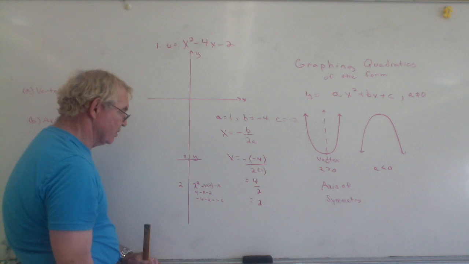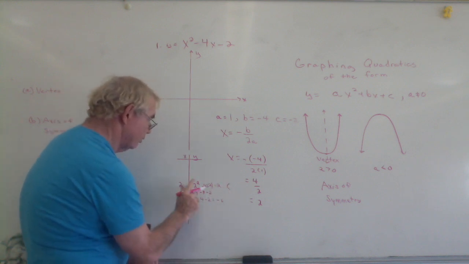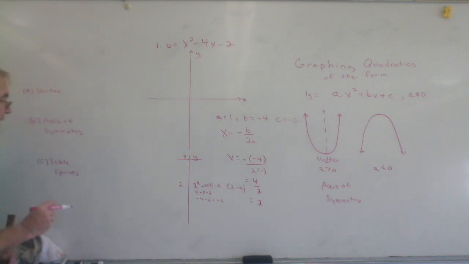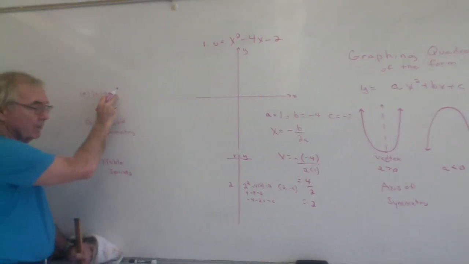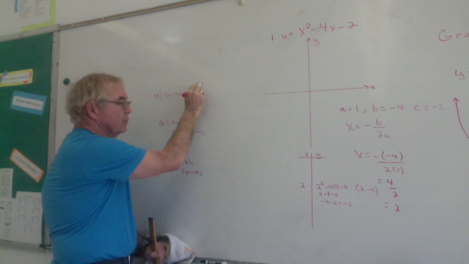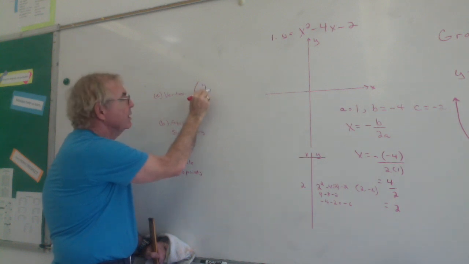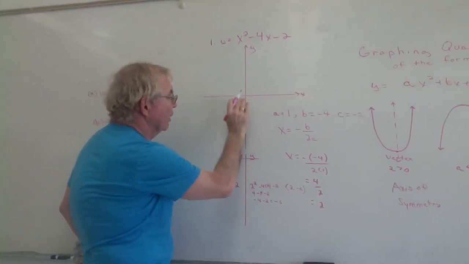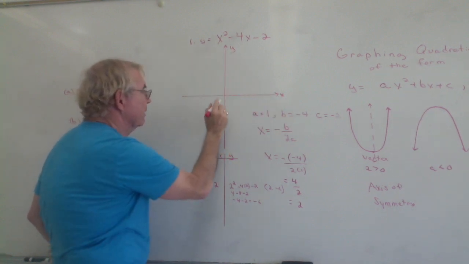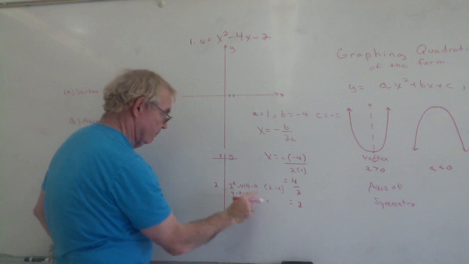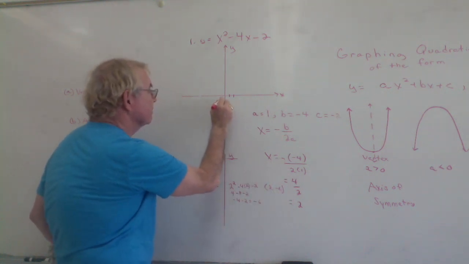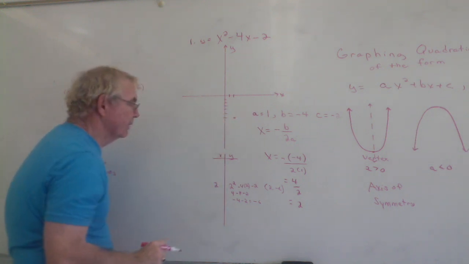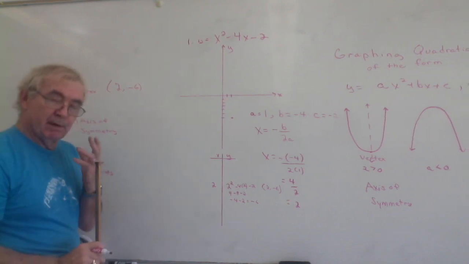So our vertex is the ordered pair 2, negative 6. So part A is to ask you what the vertex is. So the vertex is the ordered pair 2, negative 6. So we plot that point. Now, on a Cartesian plane, notice the x and y's are labeled. We go over 2, and we go down 6. And we put a dot. Now, that's the vertex. That's going to be the pivotal turning point.